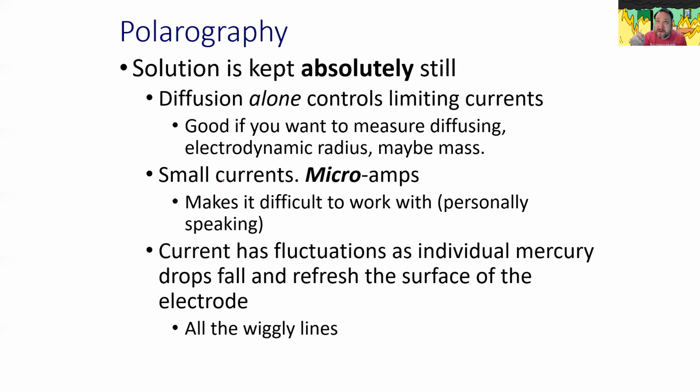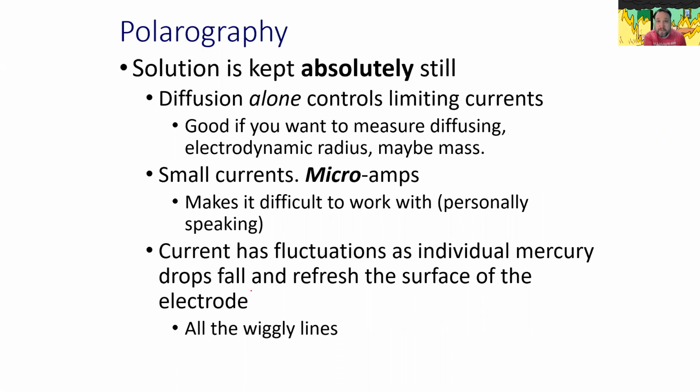Just getting the equipment set up and then making all of your connections and having it hooked up to your voltmeter or your potentiostat in a way that it's going to make a stable reading is also really difficult. Your current has fluctuations as individual mercury drops fall and refresh the surface of the electrode. So your electrode surface is literally a teeny tiny ball of mercury at the end of a capillary. And so it's going to grow, right? And your surface area is going to change. Remember, our current is going to be related to surface area. So that's changing over time.